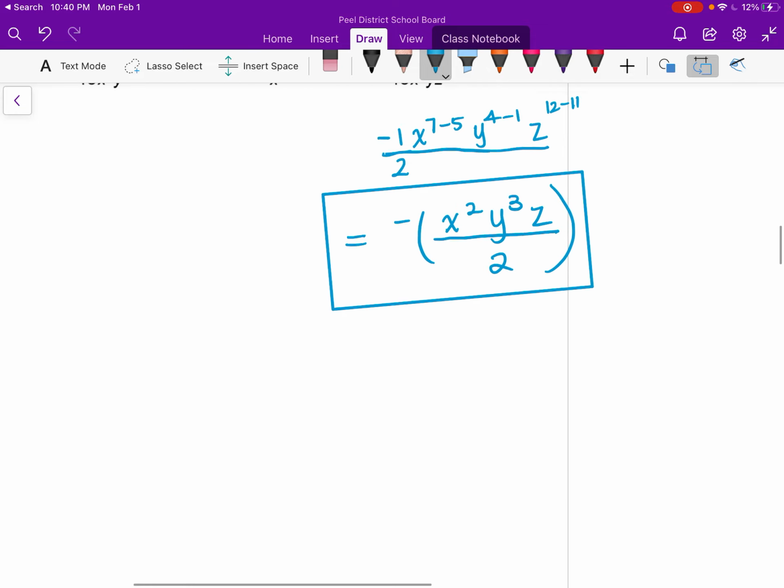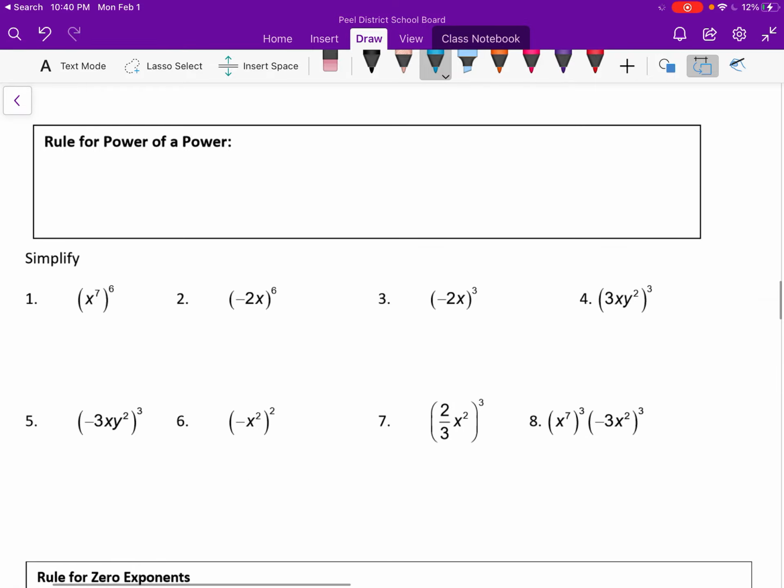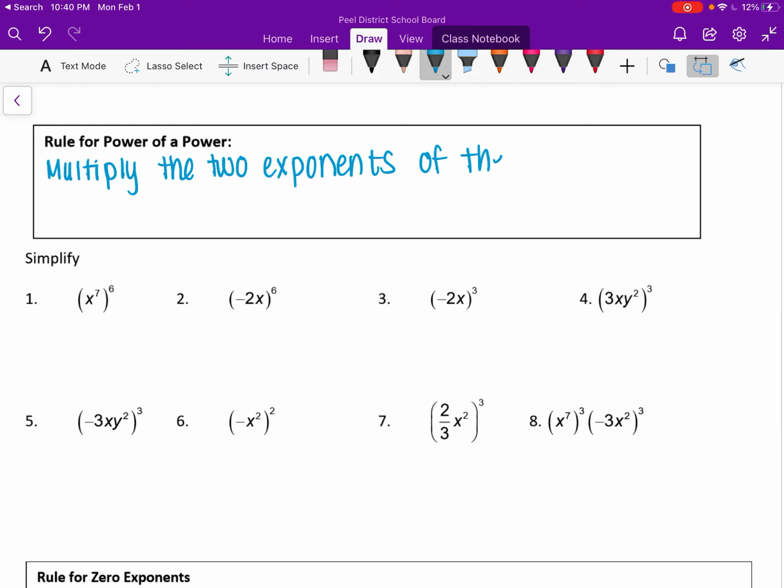Okay? So that's that. Now, rule for a power to a power. When you take a power and you put it to another power, what ends up happening is you have to multiply the two exponents together. This is different from multiplying variables, right? When you're multiplying variables, which was our first one, you're adding the exponents together. But when you're putting a power to a power, you're multiplying the two exponents of the same base together.